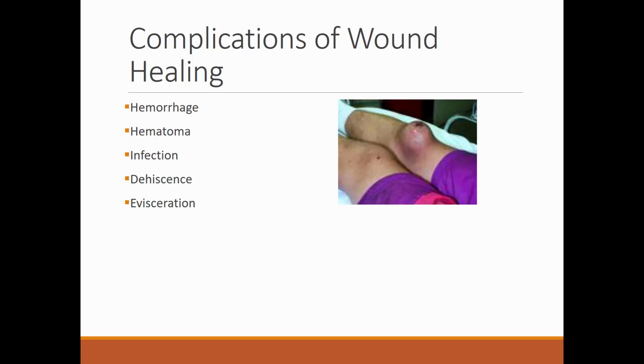So here are some complications of wound healing. Hemorrhage is excessive bleeding. So what risk factors could increase hemorrhage risk? If you have a large vessel severed, the patient maybe is on anticoagulants, has a bleeding disorder, or a clotting factor deficiency.